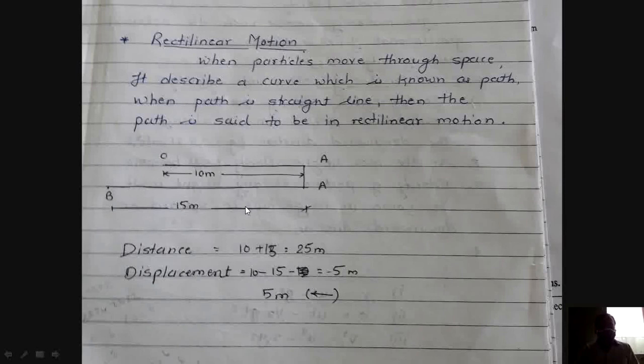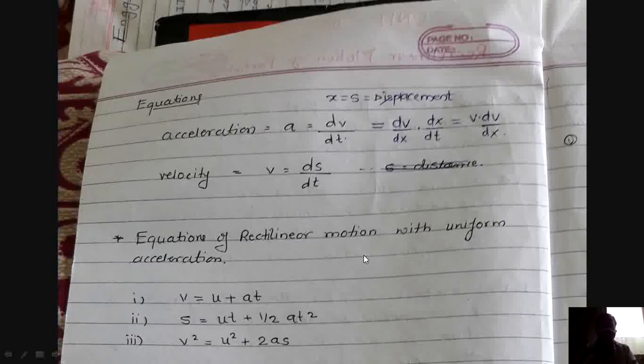So it is 10 minus 15 is equal to minus 5. Why is it 10 minus 15? Because it is in the reverse direction. If it is in the reverse direction, that's why it is minus 5. The arrow will be shown like this. There will be a sign convention. The arrow towards the right is positive, towards the left is negative, towards upward is positive, towards downward is negative.